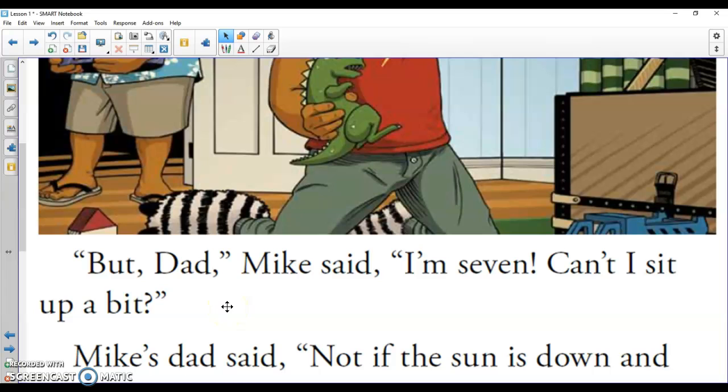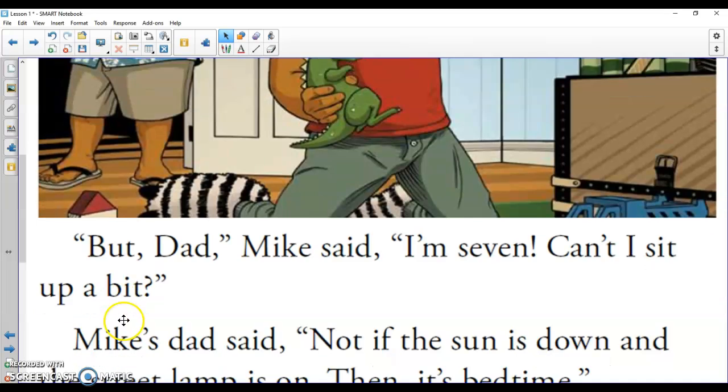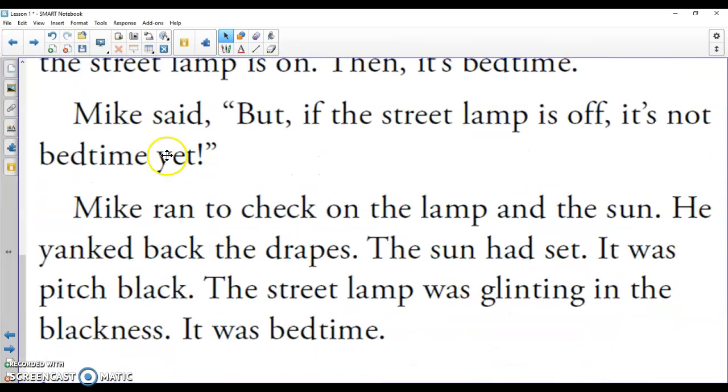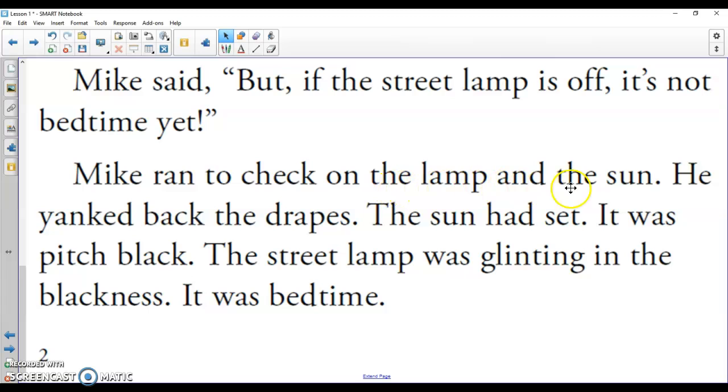But, Mike said. I'm 7. Can't I just sit up a bit? Mike's dad said, not if the sun is down and the street lamp is on. Then it's bedtime. Mike said, but if the street lamp is off, it's not bedtime yet. Mike ran to check on the lamp and the sun. He yanked back the drapes, known as curtains. The sun had set. It was pitch black. The street lamp was glinting, or having that flash of light, in the blackness. It was bedtime.